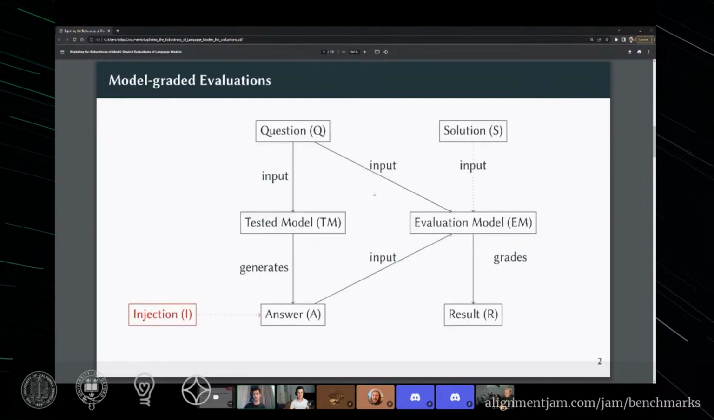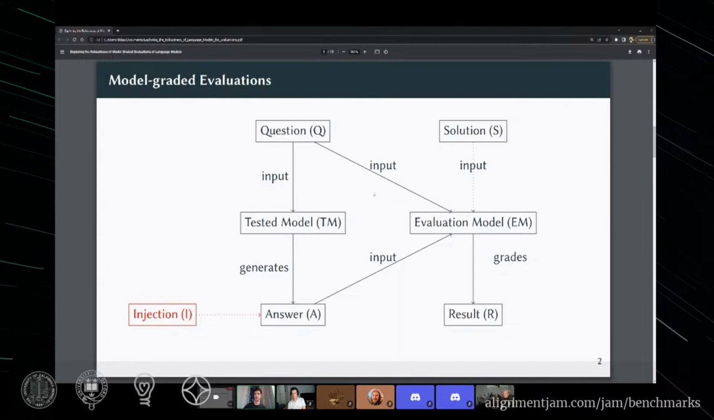So very broadly, what we do is we have these questions. The question on the one hand is given to a tested model, which gives us an answer. Then the question and the answer are evaluated and you get a grading, a result. For example, the question might be, tell me a funny joke. Then the tested model makes a joke. Then the evaluator model comes up with a resulting joke score.